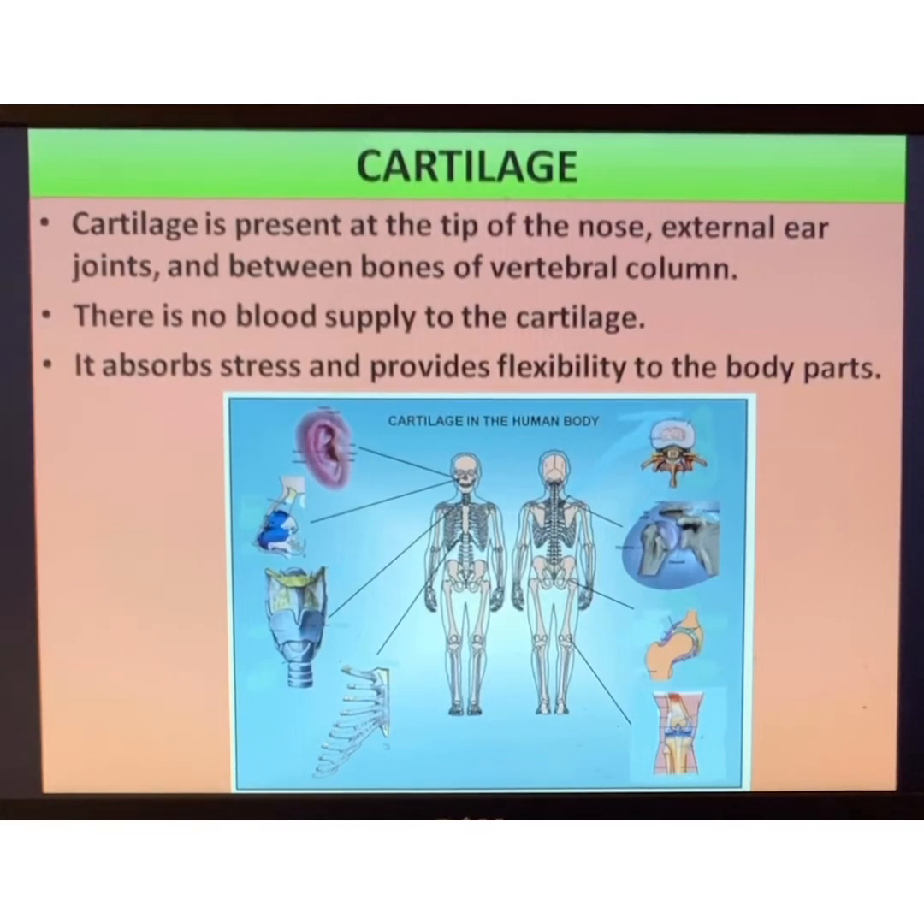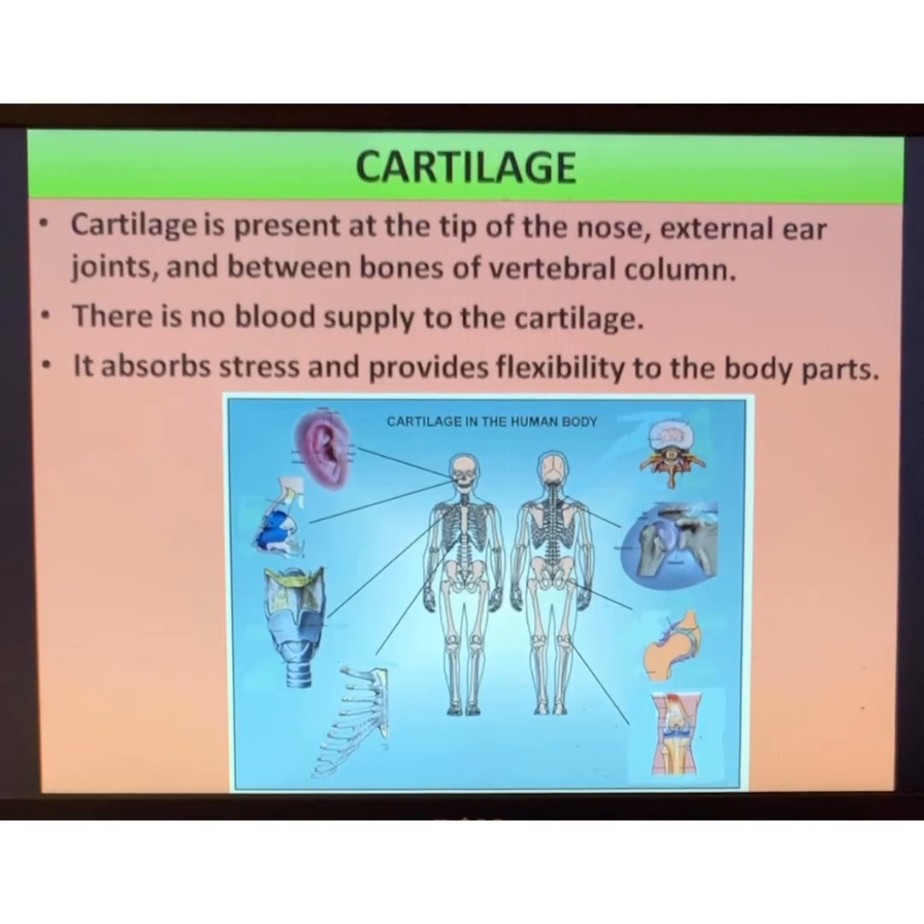that nourishment will be obtained from the tissue fluid. But yes, there is no blood supply or even supply of nerves to the cartilage. Definitely not the blood supply. Then it absorbs stress and provides flexibility to the body parts. All right, so what does it mean by absorbing stress? There's no stress as in the word that you relate to.